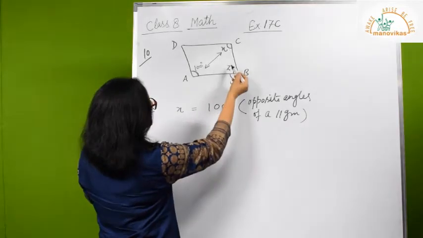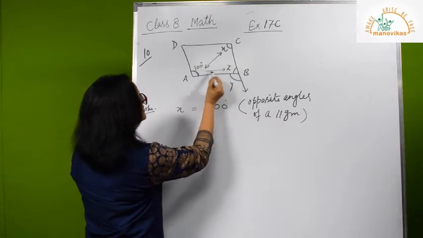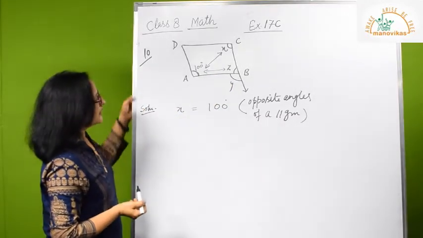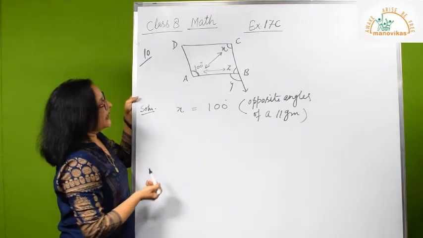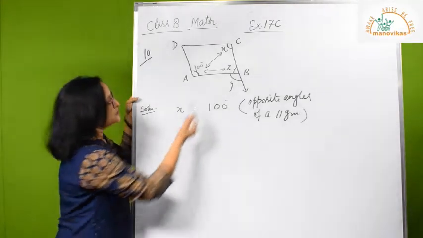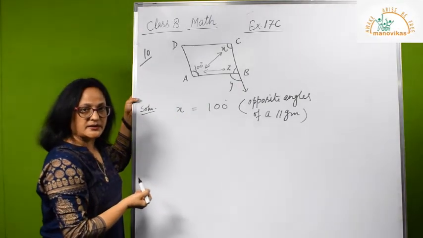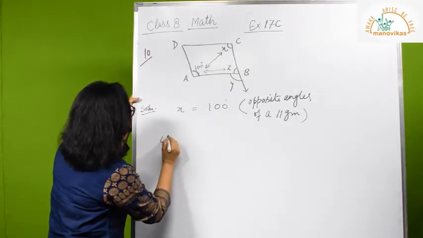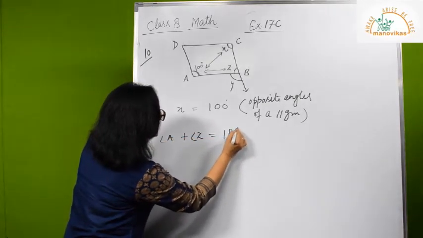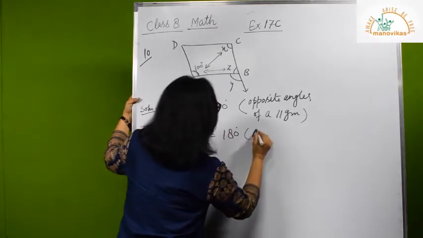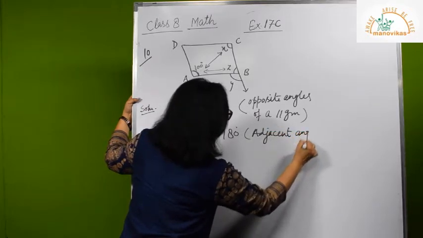Now you have to find Z. So Z you can find with the help of this 100. What is the connection between these two angles? Z and 100, these are the adjacent angles of a parallelogram, and adjacent angles are supplementary. So this Z and 100 degrees, their sum will be equal to 180 degrees. So we can take angle A plus angle Z equal to 180 degrees. The reason, they are adjacent angles. So they are supplementary.